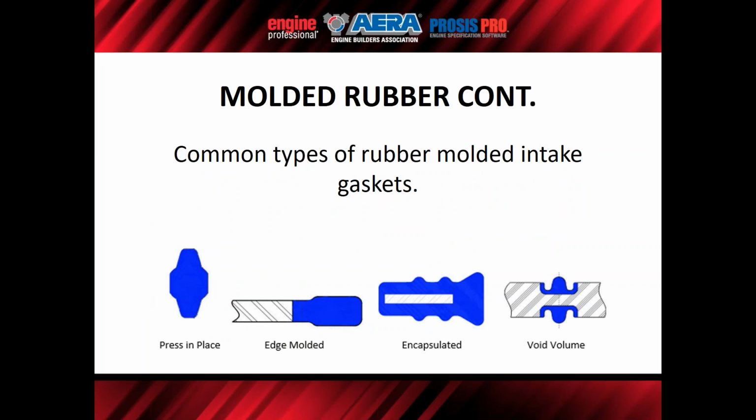Common molded rubber constructions. Here on the screen are some of the common ones. There's a whole lot more than this, but these are some of the more common ones. So you've got press in place here. You've got edge molded. You've got what we call encapsulated design, and you've got void volume. All of these have a certain function and purpose, and we'll cover some of that here.